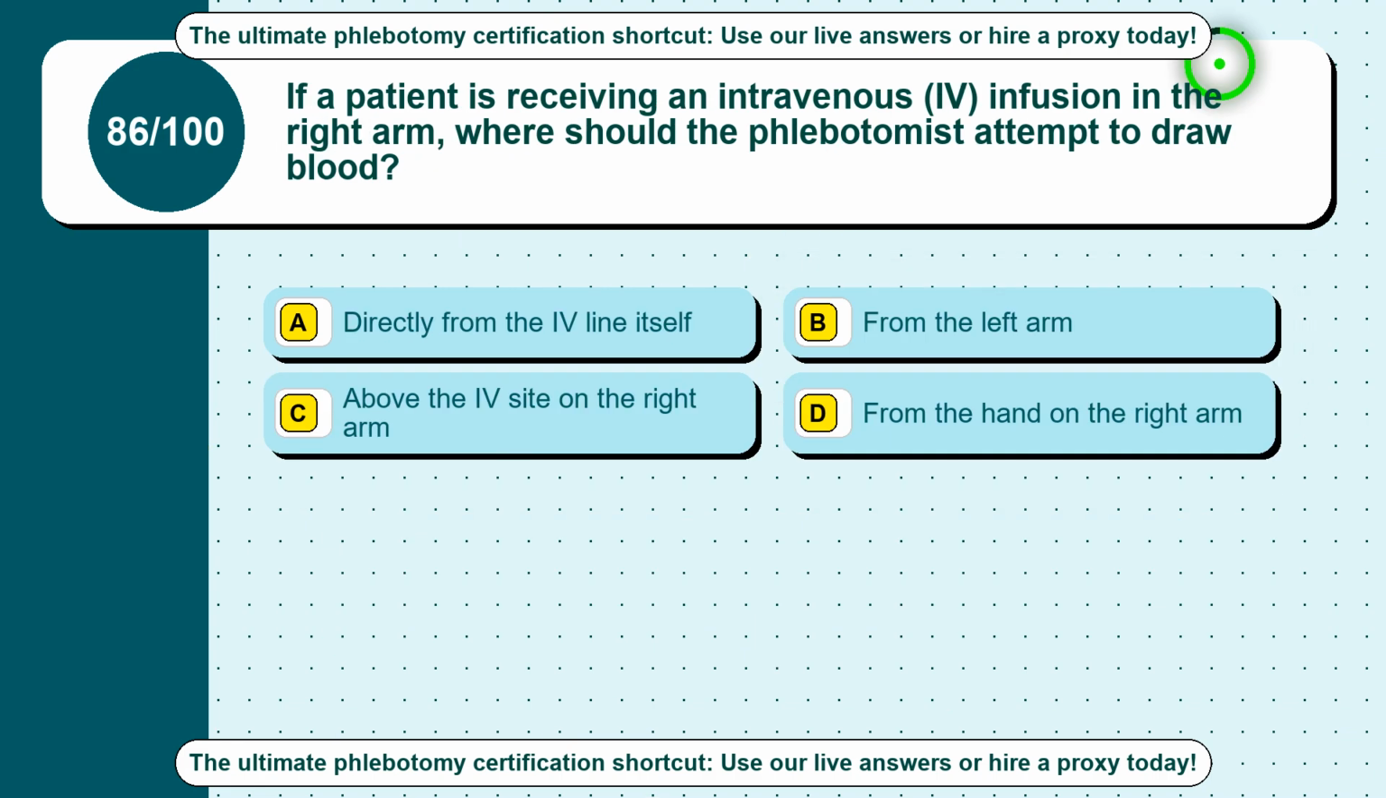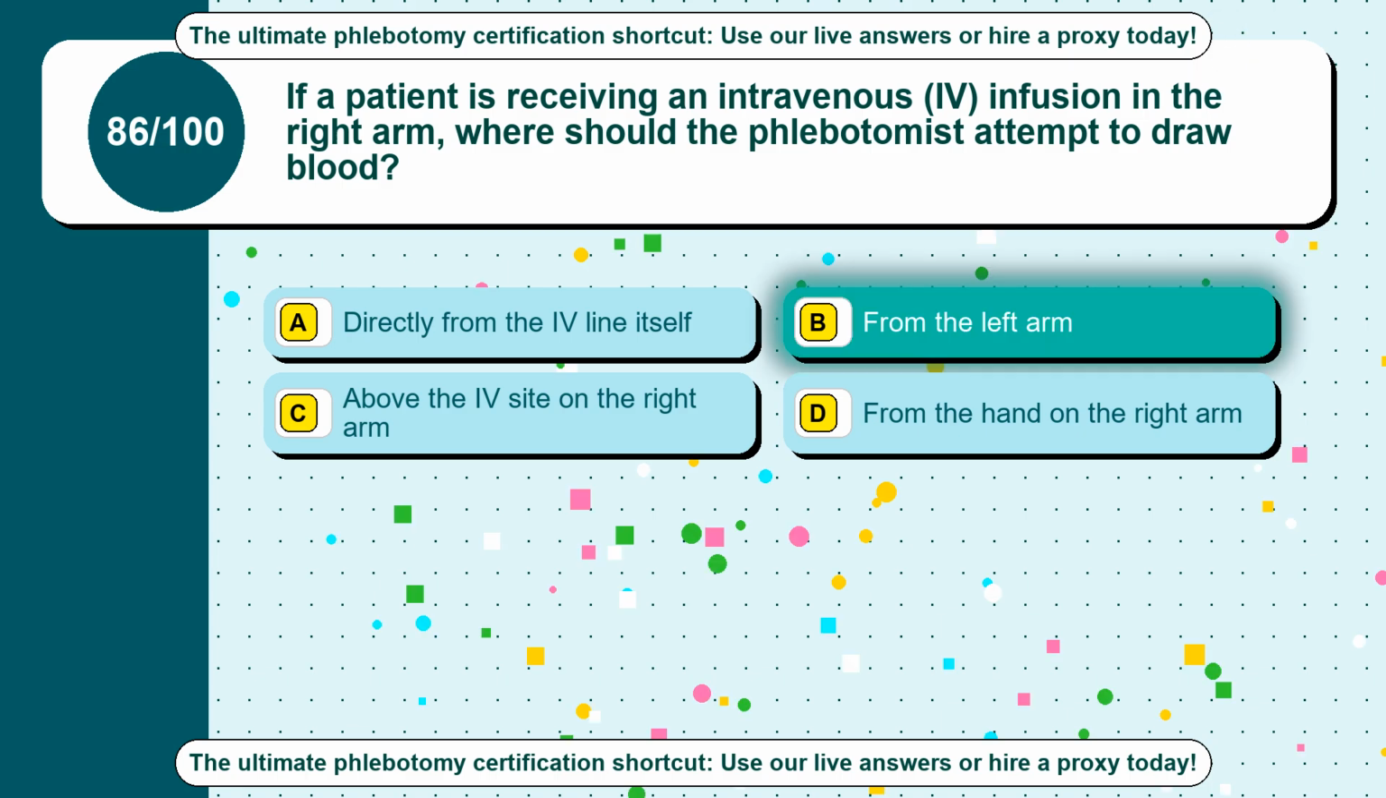Question 86. If a patient is receiving an intravenous infusion in the right arm, where should the phlebotomist attempt to draw blood? Option A. Directly from the IV line itself. Option B. From the left arm. Option C. Above the IV site on the right arm. Option D. From the hand on the right arm.